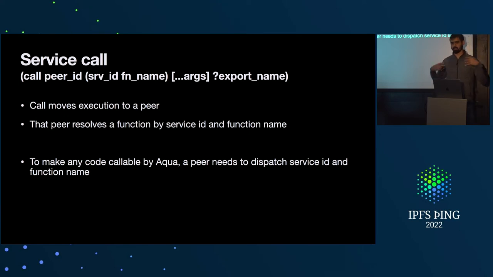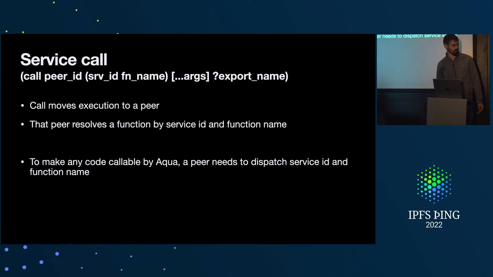So when the Aqua VM sees the call instruction and the peer ID differs, then it realizes that execution should move further. Mike will tell about that more. And when you are on the peer already, the peer needs to resolve the function using service ID and function name. Actually, it's just two strings. You can do anything with these two strings. They could be variables, as far as I remember, at least service ID definitely can. Function name probably also can be a variable. So it's quite flexible.